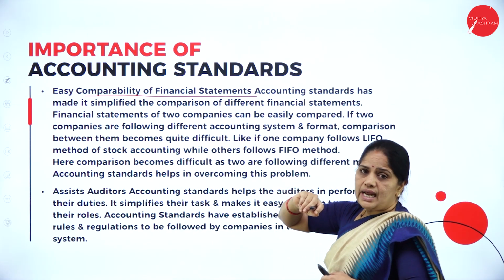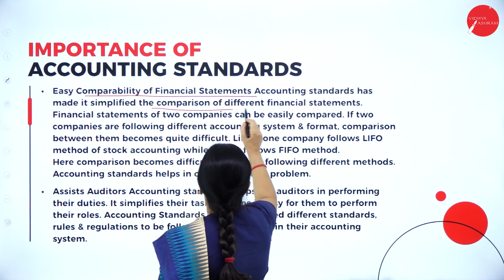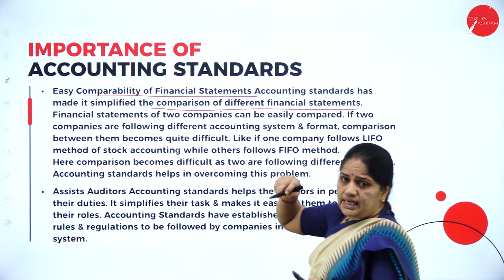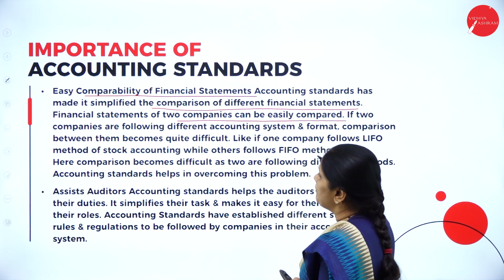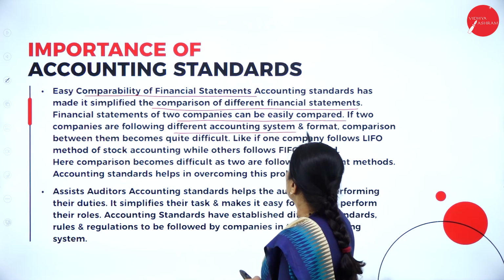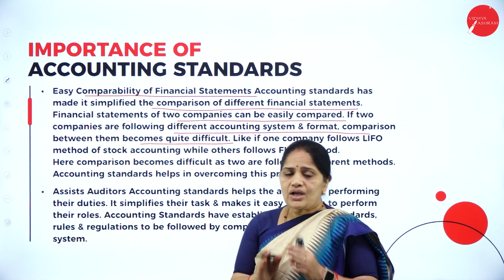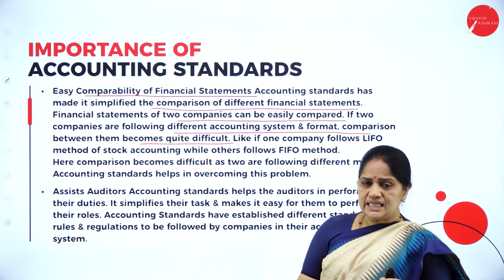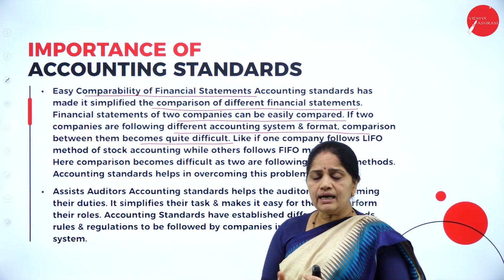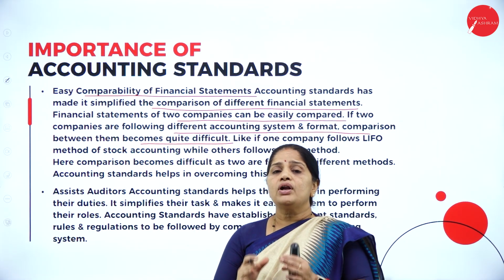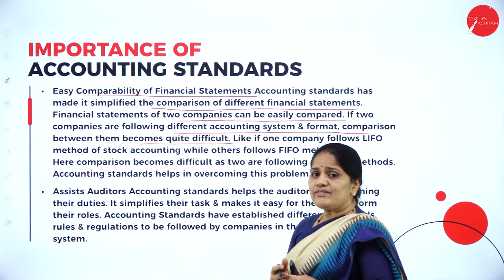Then, next one, easy comparability of financial statements. Now, these accounting standards have easy comparability. They have simplified the comparison of different financial statements. The financial statements of two companies can be easily compared. If they are following different accounting systems and formats, comparison becomes quite difficult. Because of the accounting standards, almost all the companies follow the same format and procedure for maintaining the books of accounts. And when they are following the uniform method, the comparison from one company to another becomes very easy.